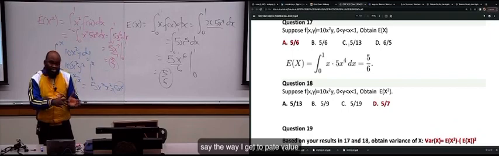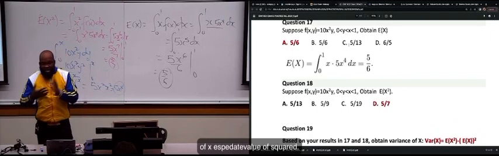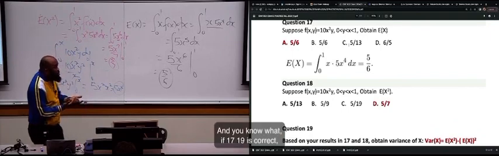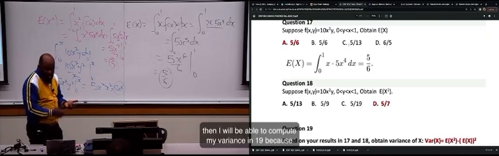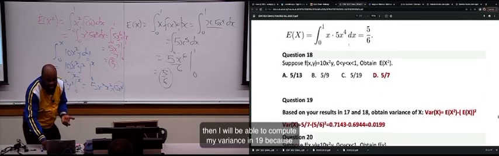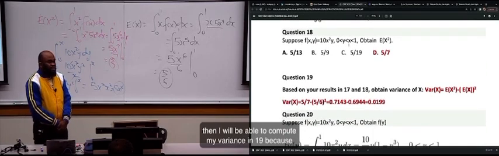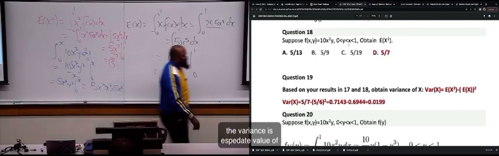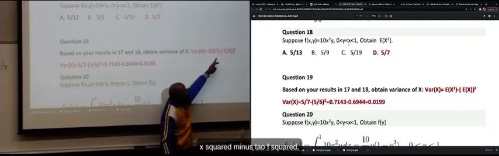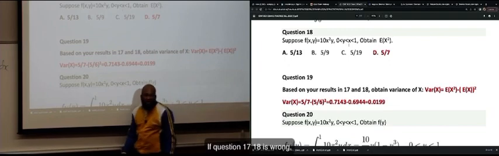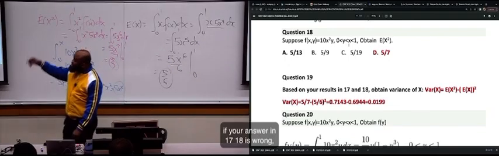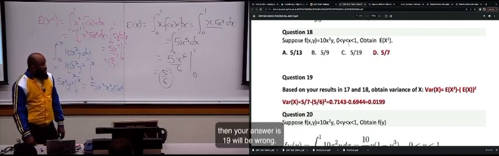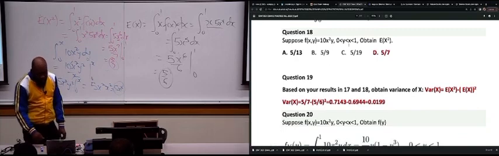You see the way I did the expected value of x, and the expected value of x squared. And you know what? If 17 and 18 are correct, then I will be able to compute my variance in 19, because the variance is the expected value of x squared minus the square of the expected value of x. If your answers in 17 and 18 are wrong, then your answer in 19 will be wrong.